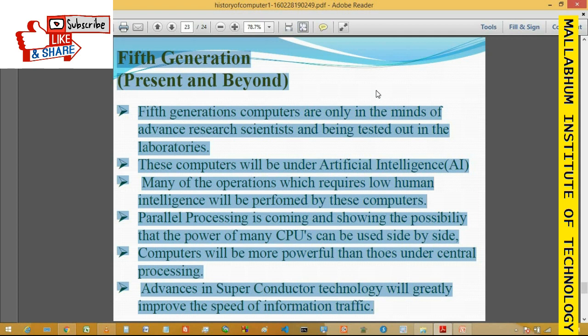From the next lecture onwards we will study the number system, instruction set, memory organization, etc.